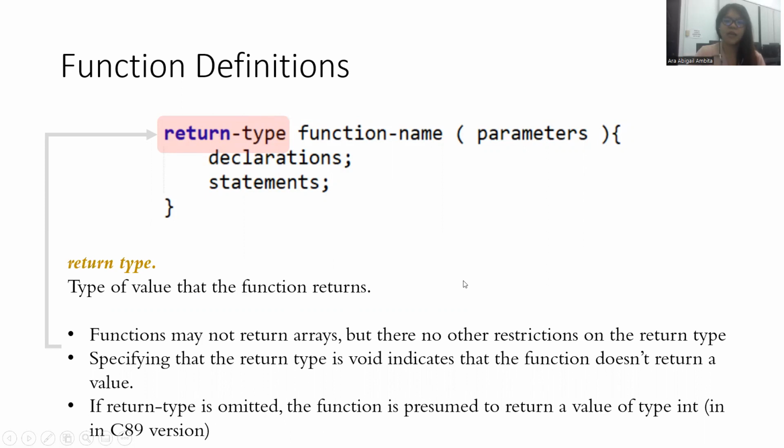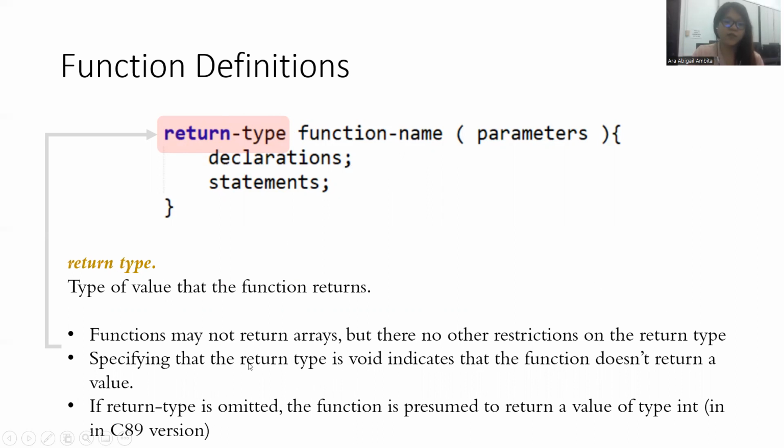The return type, as we have already discussed, is simply the type of value that the function returns. For example, in the compute average function, you know that compute average computes the average of two double values, and in turn it should return a double. So you are basically telling your compiler that this function will return a certain type, which is double. Functions may not return arrays, but there are no other restrictions on the return type.